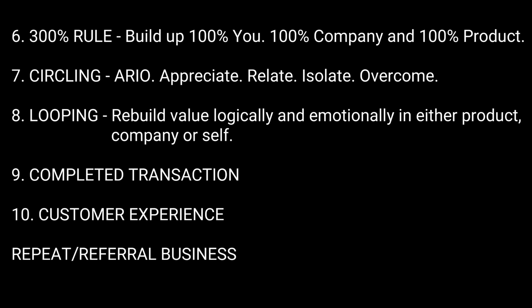So moving up on the rungs with the negotiation ladder, number 6 is the 300% rule. That's building up 100% you, 100% your company, and 100% your product. Number 7, circling or REO. That's when an objection arises, you appreciate it, you relate to it, you isolate it, and you overcome it.